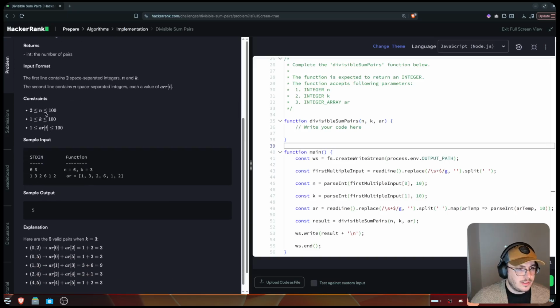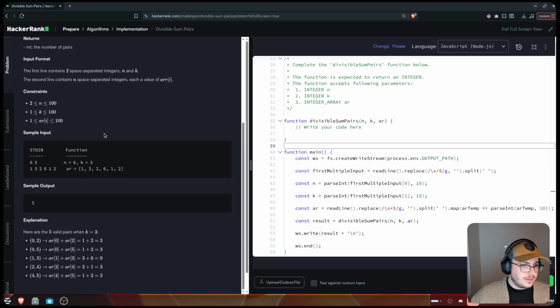Constraints: 2 is less than or equal to n, is less than or equal to 100. I don't need to worry about that. I don't think I need to worry about any of this. Well, I guess this one: 1 is less than or equal to ar[i], less than or equal to 100. So I know that each item in the array is going to be between 1 and 100, or between 0 and 101. k is also going to be between 1 and 100 inclusive. Sample input, yada yada, sample output 5.